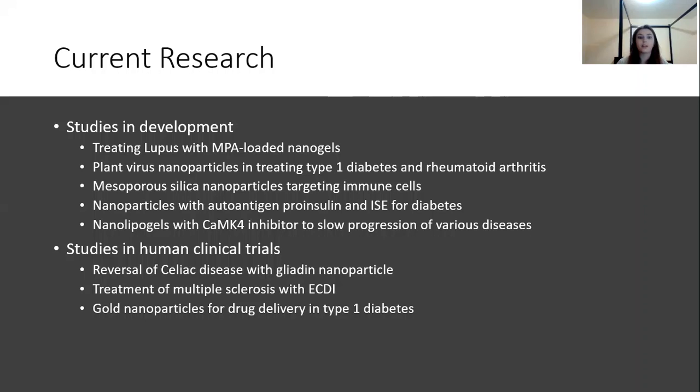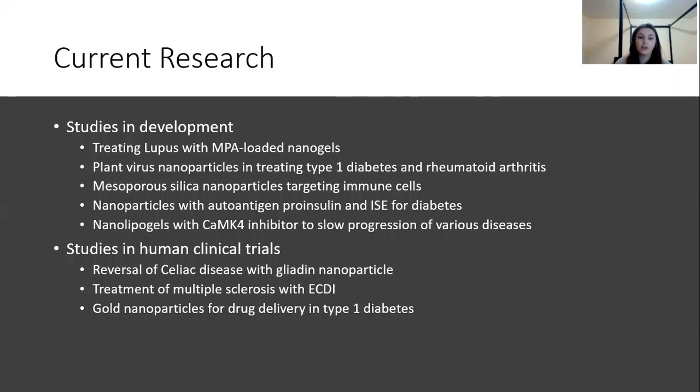And nanoparticles with autoantigen and proinsulin and ISE for diabetes. That has shown promise in helping reverse what causes type 1 diabetes. And then nanolipogels with CAMK4 inhibitor slow the progression of various diseases. This has been used in reversing lupus and RA and things like that. So it's more diverse.